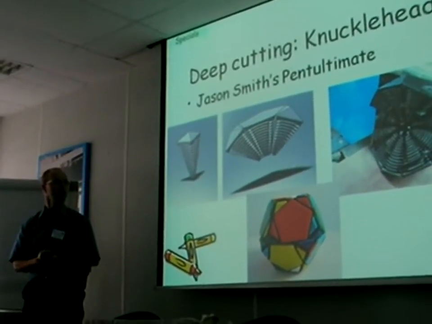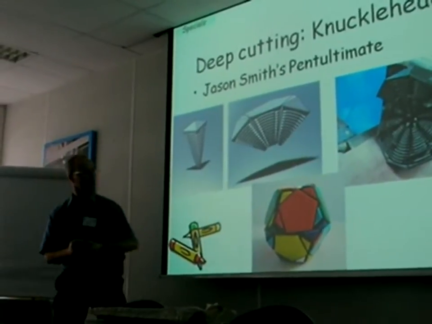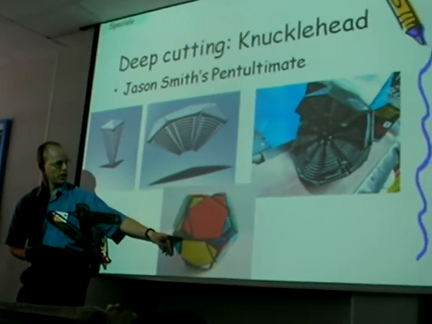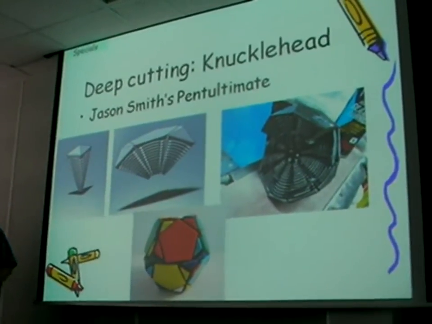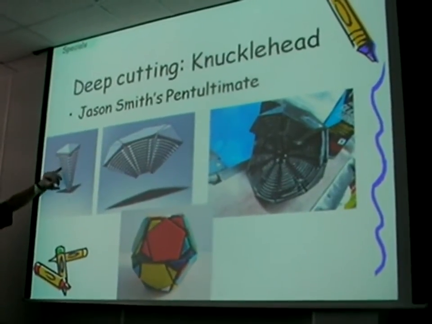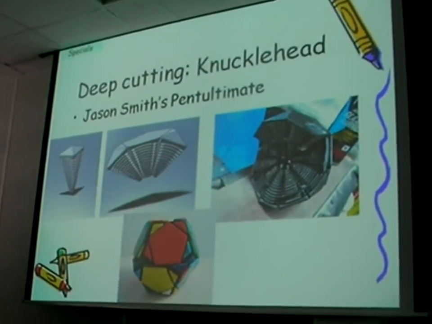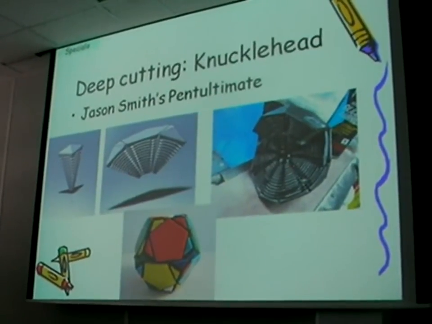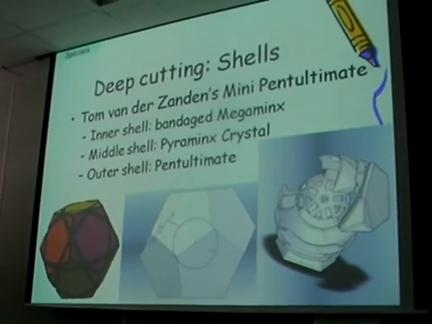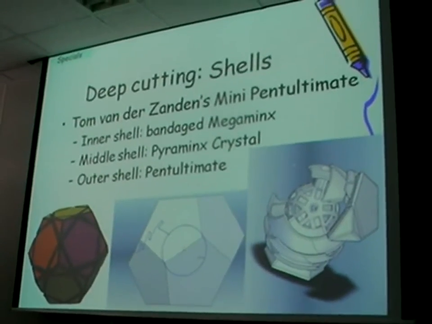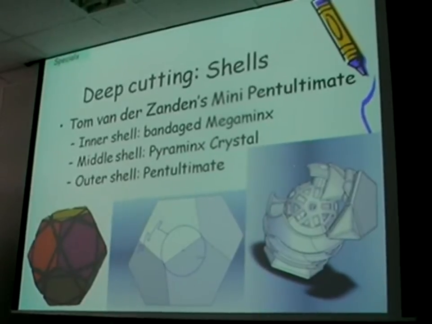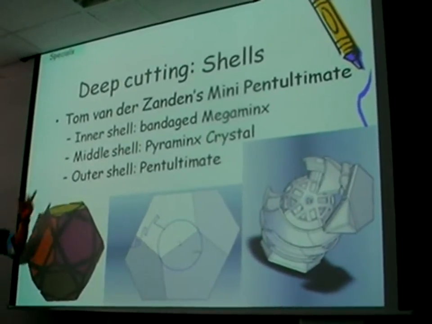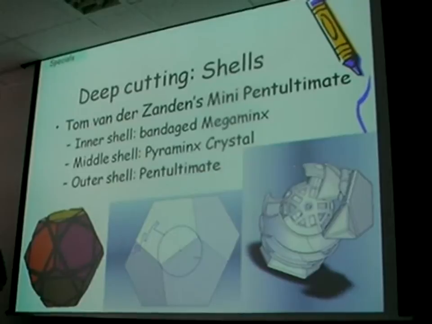Well, what Jason came up with was to try and deep cut a rhombic dodecahedron in this way, and the way he solved it is by making a huge stack of pieces. Completely crazy, but I've tried it, it works. Since then, other people have improved on deep cutting. Tom van der Zande has built his mini Pentultimate. I believe he has it downstairs.